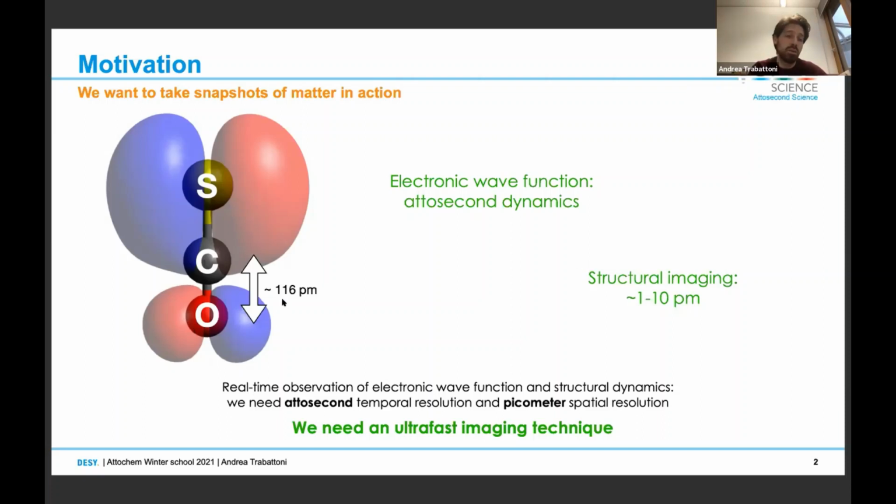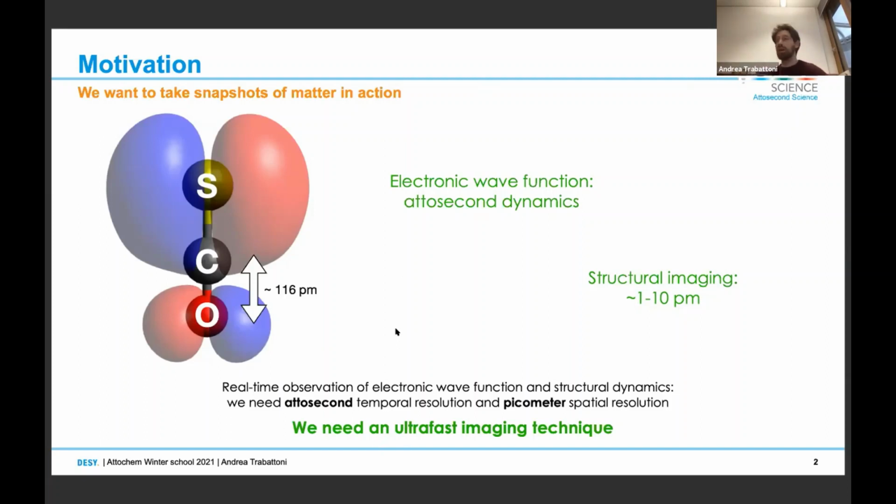And if we want to track in real time small changes of these bond lengths, we aim at having at least a few picometers spatial resolution. So if we want to observe at the same time the electronic wave function and the structural dynamics in real time, we need attosecond temporal resolution and picometer spatial resolution. The take-home message is that we need an ultrafast imaging technique.